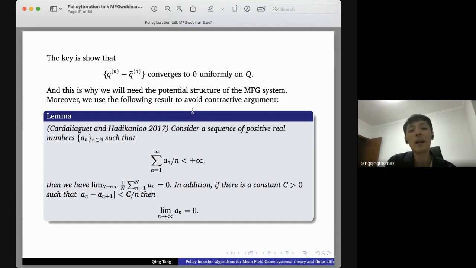Then what I could do is not use contraction fixed point, but use the following lemma, which was proved in the literature. So this is the mathematical analysis result.